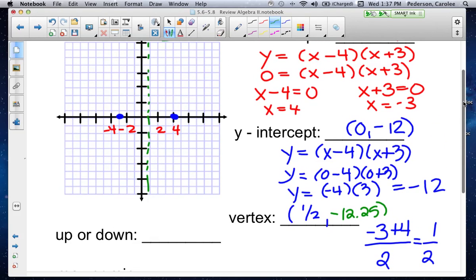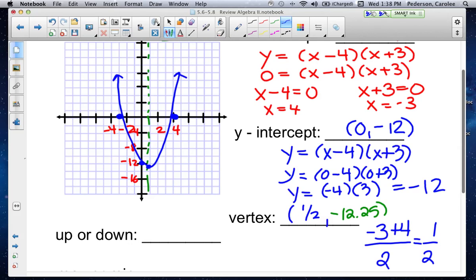So I have a y-intercept, and I'm going to just change the y-axis to every 2. So this would be negative 4, negative 8, negative 12, negative 16. If I graph the y-intercept, it'd be over 0, down 12. And then the vertex would be over 1/2, down 12.25. Can we see the parabola now? It goes like this. It goes like that.